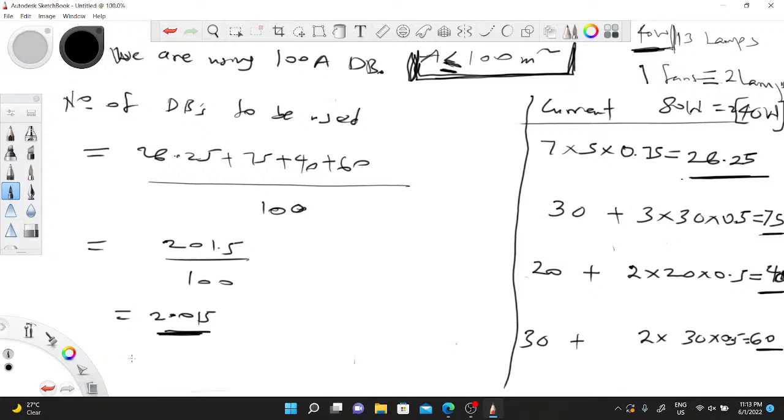Now, to allow for future expansion and accumulation of load in the building, we will use 3 dBs. So we'll use 3 dBs to allow for future expansion. Let's move on, please.